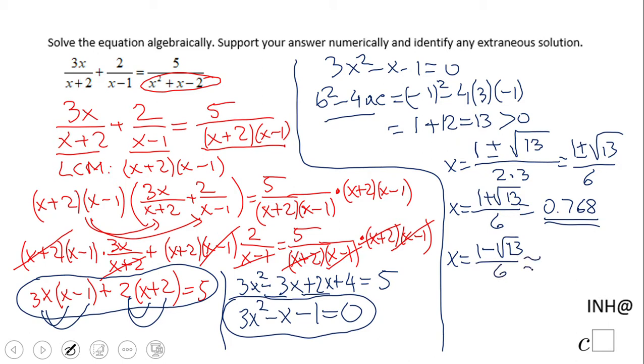I approximated it as negative 0.434, 3 decimals. And that's it. These are not extraneous solutions. They work in the equation, so we finished the problem.